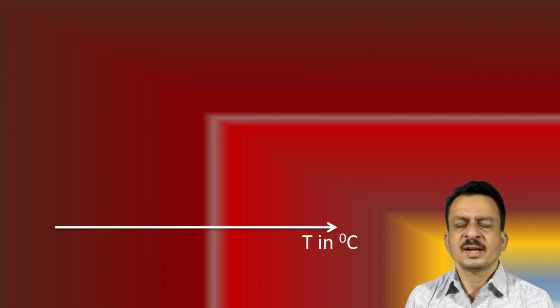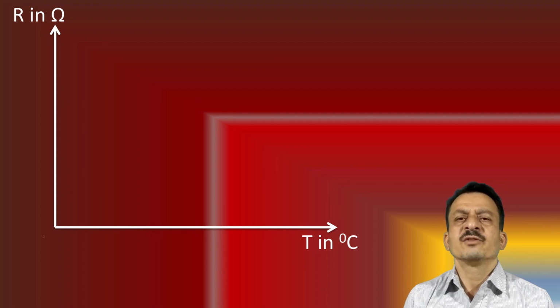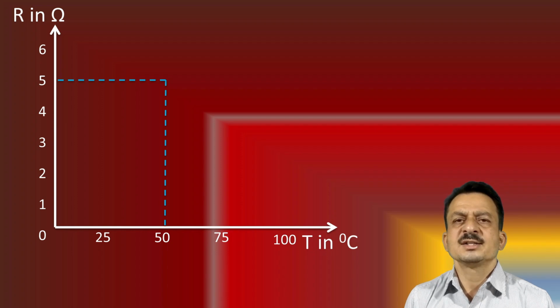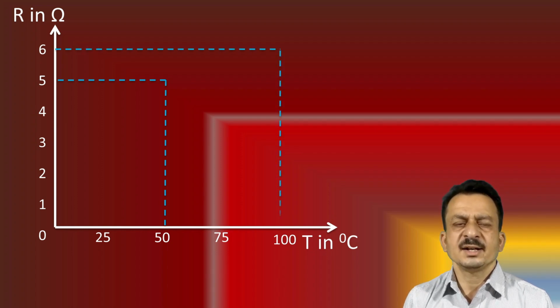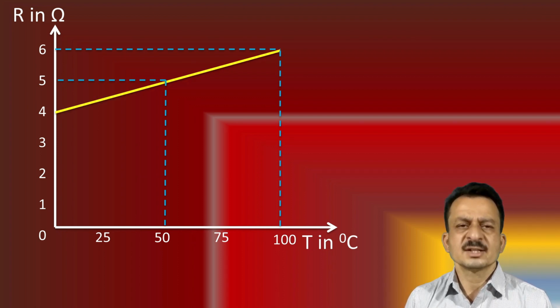We have the temperature along the x-axis and the resistance along the y-axis, and according to the given data we have the resistance at different temperatures. 5 ohm resistance at 50 degrees and 6 ohm resistance at 100 degrees. Now the difference is 50 degrees. We have to calculate the resistance at 0 degrees. The difference in resistance is 1 ohm. If you plot the graph, it looks like this.